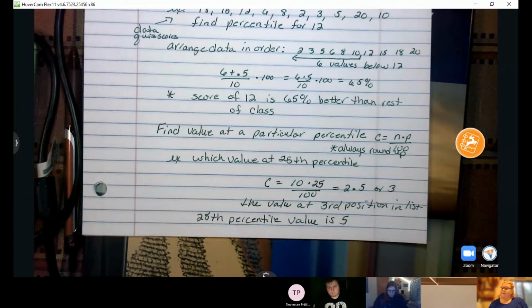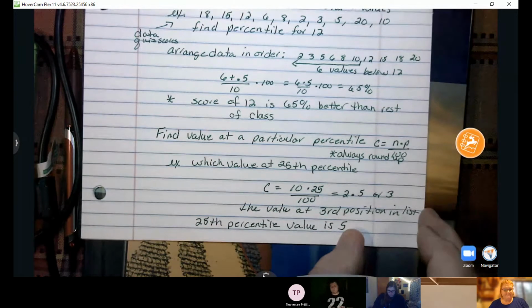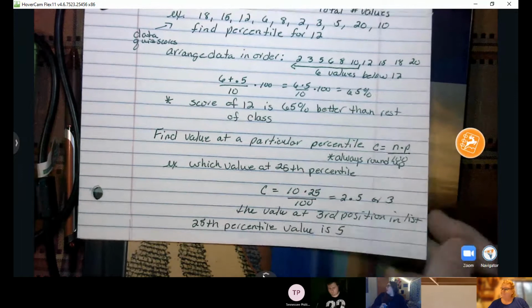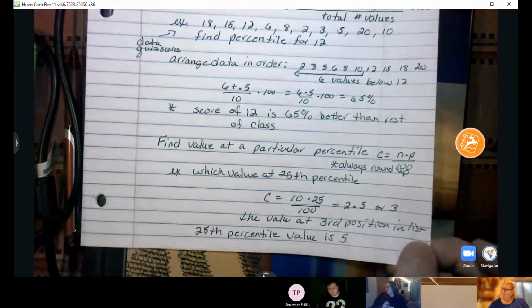All right, so that's finding percentiles. Any questions? Very quiet group this morning.